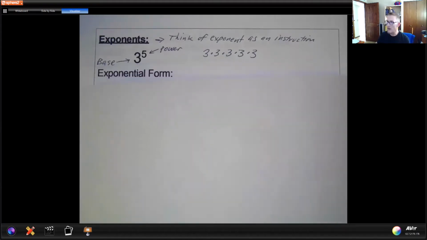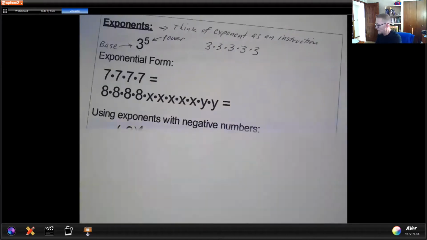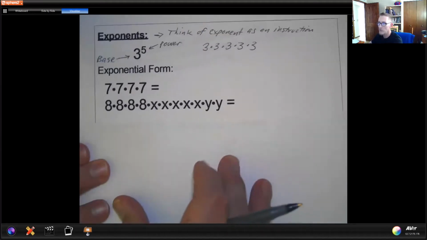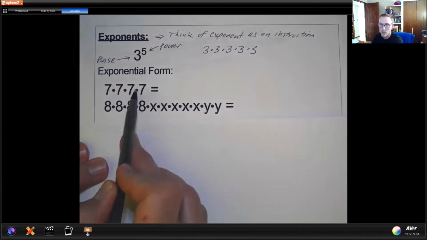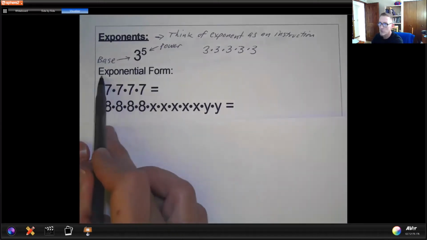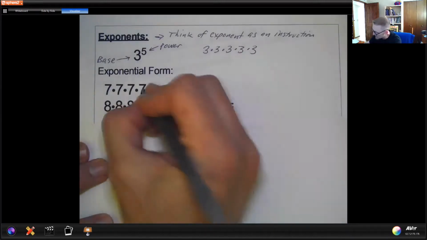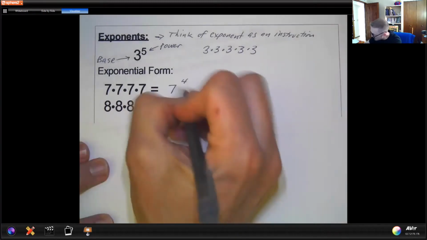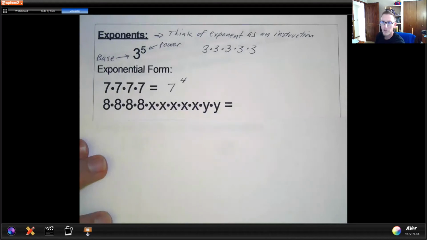Okay, so let's talk then about exponential form. Exponential form talks about writing a number using exponents. And so if we look at this here, 7 times 7 times 7 times 7. Now we can multiply that out, but if it says write in exponential form, because it's the same base multiplied by itself 4 times, in exponential form, this is going to be 7 to the 4th power. The same base multiplied 4 times.